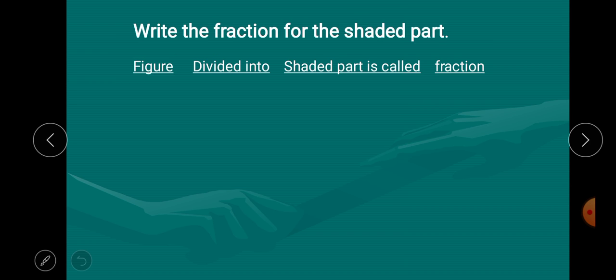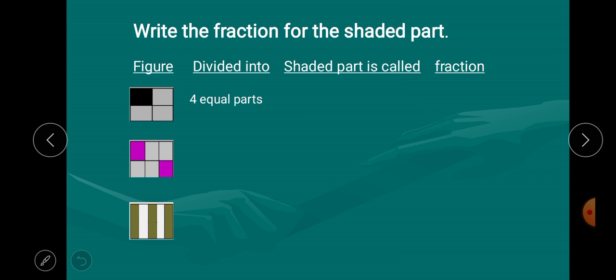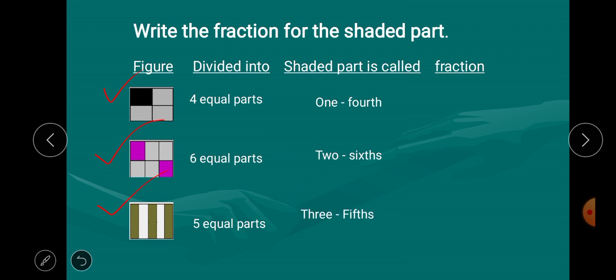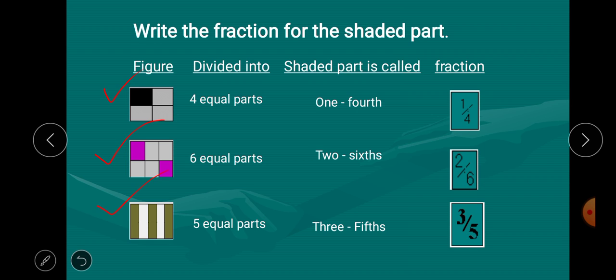Okay, write the fraction for the shaded part. As you can see that this figure is divided into 4 equal parts, the shaded part, and this figure is divided into equal parts, and this is divided into 5 equal parts. The shaded part is called 1/4. We can write it as, and this part will be 2/6 and this part will be 3/5. We can write it as 1 by 4, 2 by 6, 3 by 5.